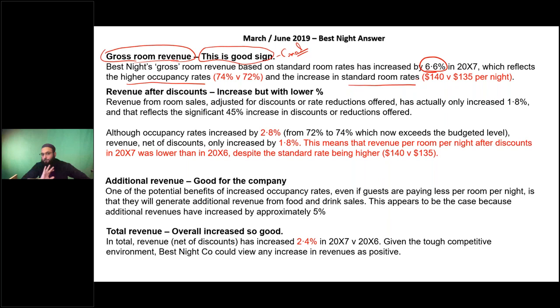First heading, then under this heading, you write a comment and the reason for that in paragraph form. Perfect. Now I'm coming towards the revenue after discount. Be with me.